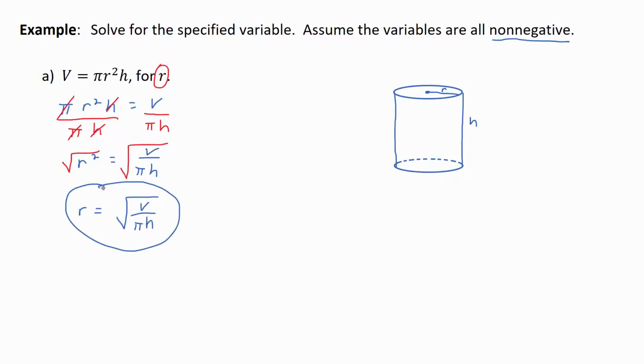And that's your answer. So if you were given the volume of a right circular cylinder, and you knew the height, and for some reason you wanted r, you could get it using this formula.